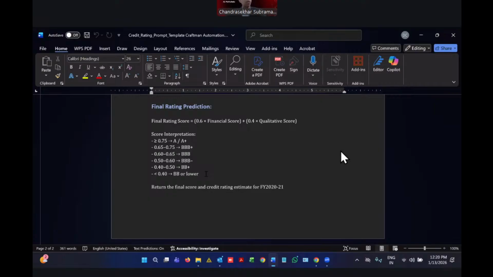So for these 420 companies, approximately 80% of the time, we are able to predict correctly, with one step down or one step up, what is the approximate rating that company would have gone if they would have gone to a rating agency like that. That is the summary.